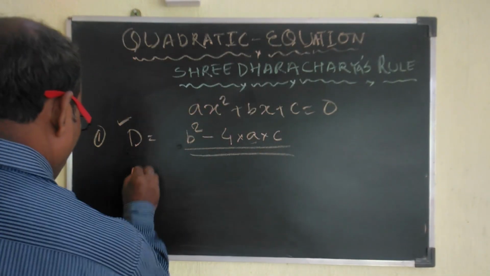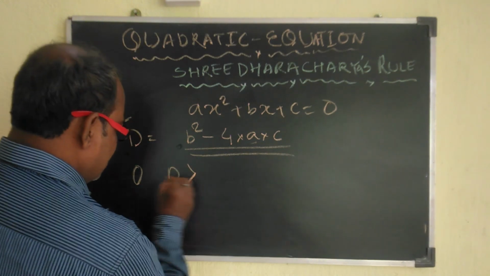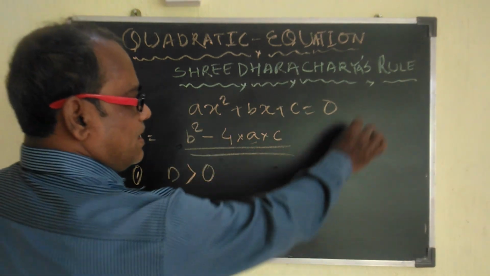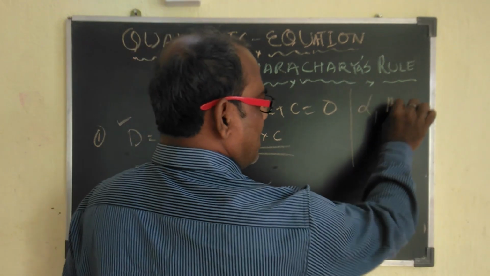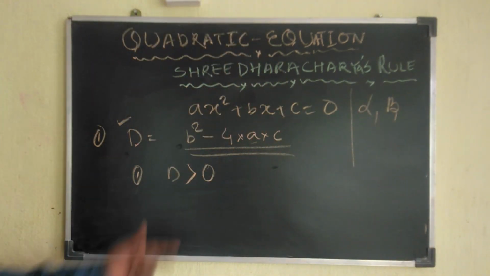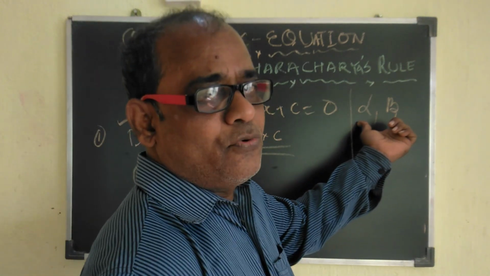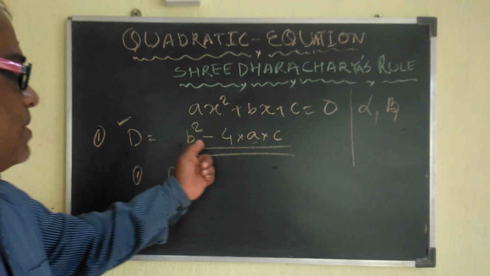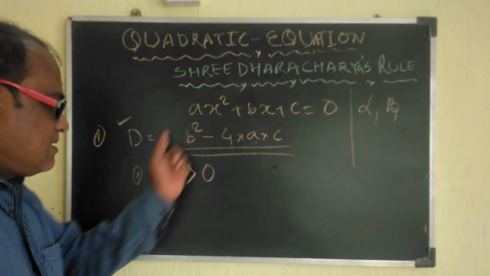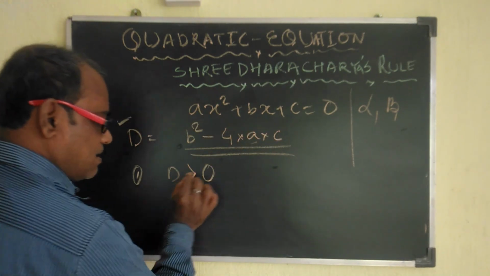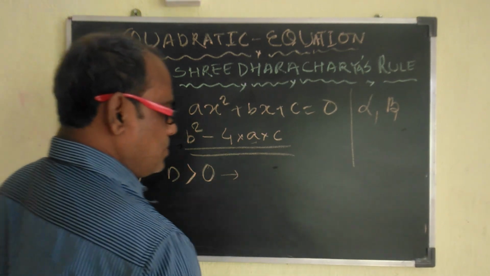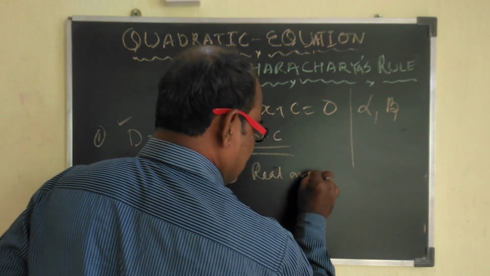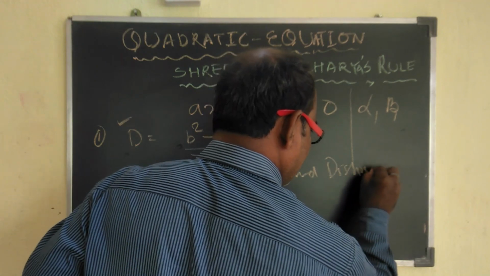Sometimes we get number 1, D greater than 0. When this value is greater than 0, let us say we get 2 roots, alpha and beta. Because the degree is 2, we have 2 answers of x, and that means we have 2 roots. Let us take alpha and beta. We know that D is equal to b square minus 4ac, and if the answer of this is greater than 0, then there is only one conclusion, that we get real and distinct roots.